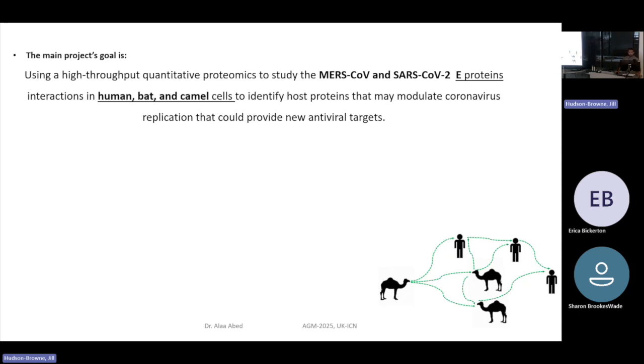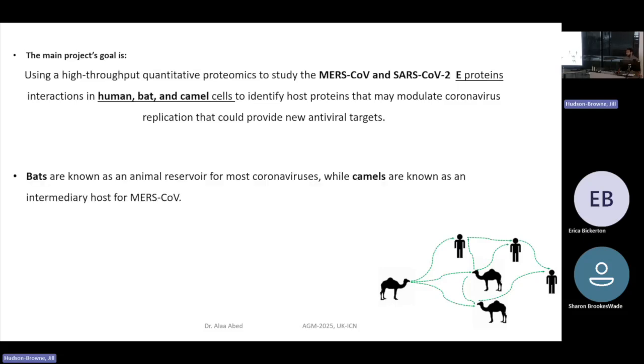So now, the main goal of this part of my work is using high-throughput quantitative proteomics to study the MERS and SARS-CoV-2 E protein interactions in 3 different types of cells. We used human, bat, and camel cells to identify the host proteins that may modulate coronavirus replication and could provide new antiviral targets. Of course, we use bat because it is known as an animal reservoir for coronaviruses, and the camel because it is known as an intermediate host for the MERS coronavirus.